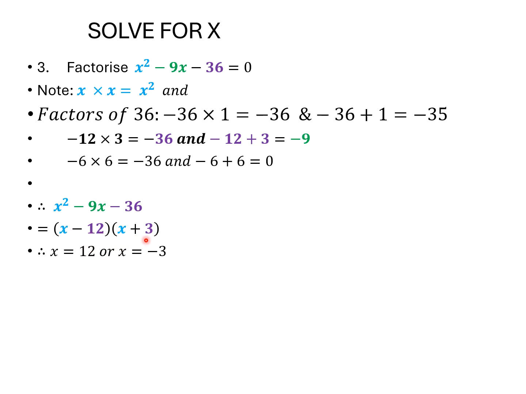So minus 12 plus 3 then gives me minus 9x. So there I factorize that, but we're solving for x. So x minus 12 equals 0. If I take negative 12 over, it becomes x equal positive 12. X plus 3 equals 0. If I take plus 3 over, it becomes x equal negative 3.